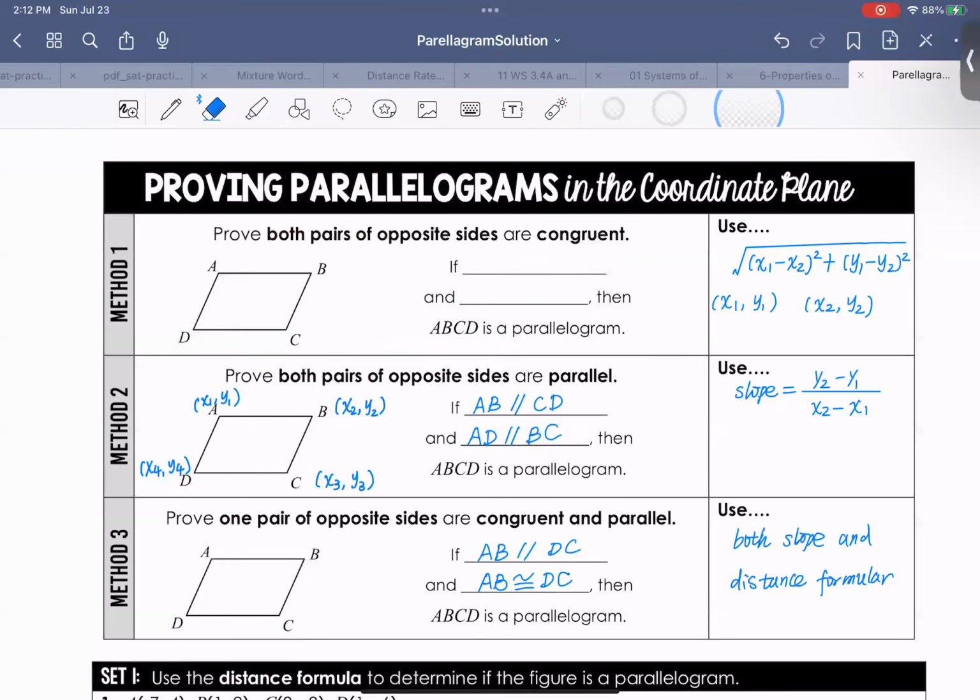If we have the property of a parallelogram, if you have the opposite sides congruent, if you have this congruent to here, and this congruent to this, then this is going to be a parallelogram. So the first method is: if AB is congruent to CD and AD is congruent to BC, then this is a parallelogram.